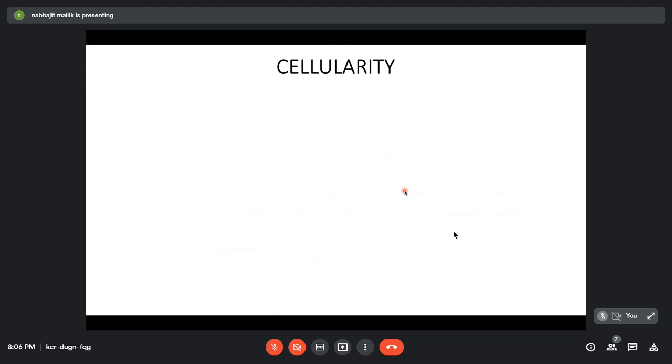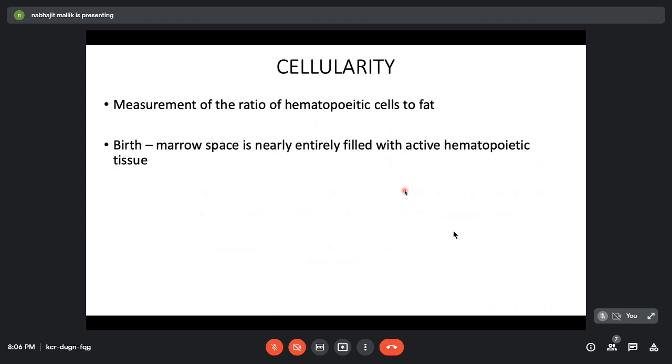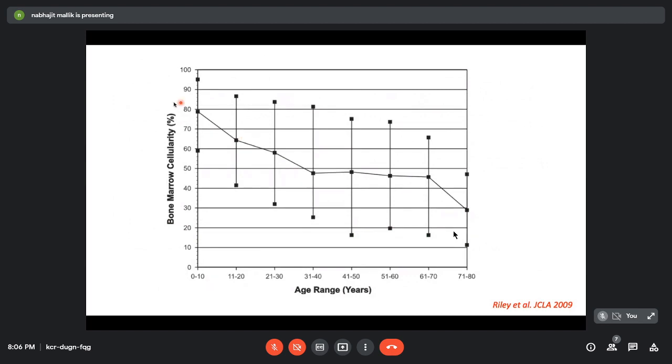Cellularity was something that we discussed in great detail in our last class. So let me just say that measurement of cellularity is basically the measurement of the ratio of hematopoietic cells to fat. At birth, the marrow space is nearly entirely filled with active hematopoietic tissue, but with aging, it gradually decreases in cellularity. Now, this is a graph of the bone marrow cellularity decreasing with age, and you can see there is a gradual decrease in the early years of life, but from 30 to 70 years, there is almost a plateau where the cellularity does not really decrease, and then after 70 years of age, there is again a sudden steep decrease in cellularity of the bone marrow.